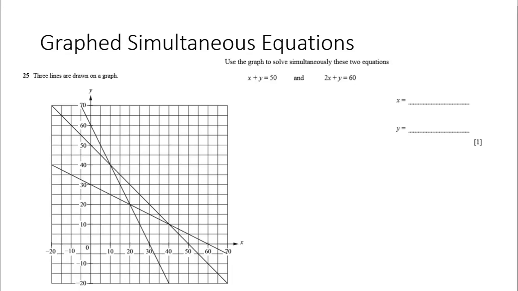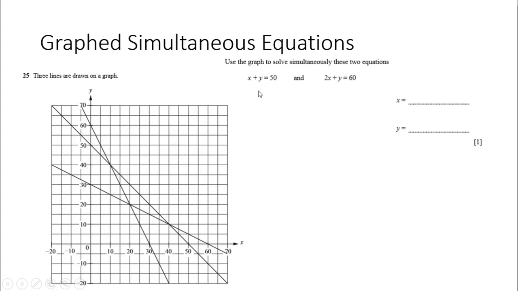Now, this is a graphed simultaneous equation. So you've got two equations here, x plus y equals 50 and 2x plus y equals 60. You do not need to work these out algebraically. They have graphed 3 lines here, so to try and trip you up, 2 of those lines represent these 2 equations. Now, the solution to these simultaneous equations is the x and y coordinate that falls on both of these lines.